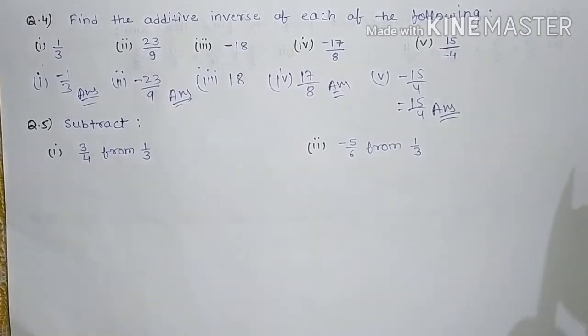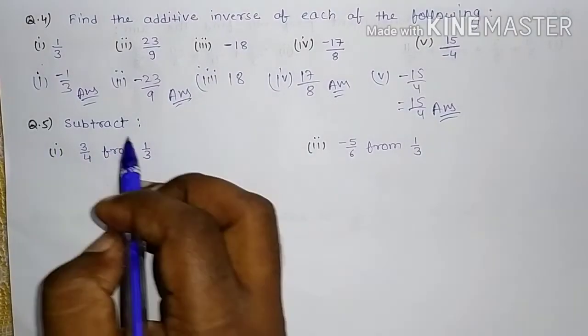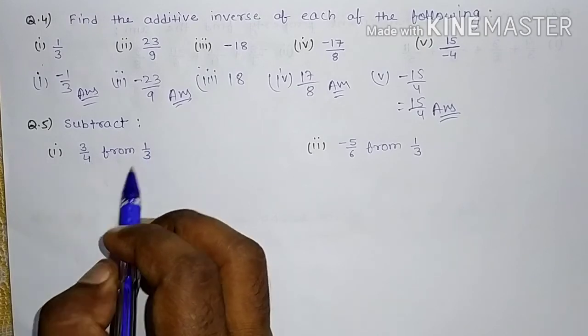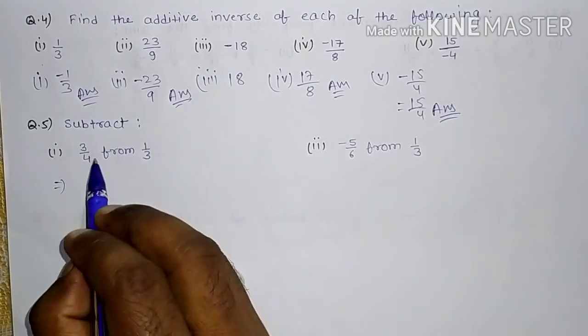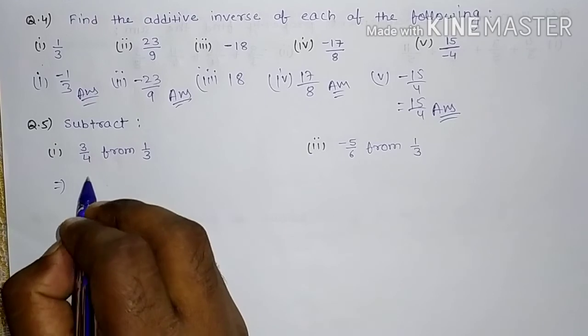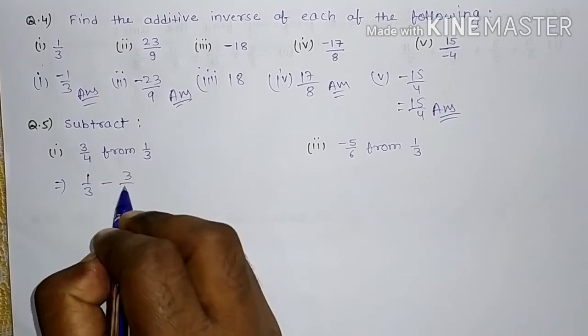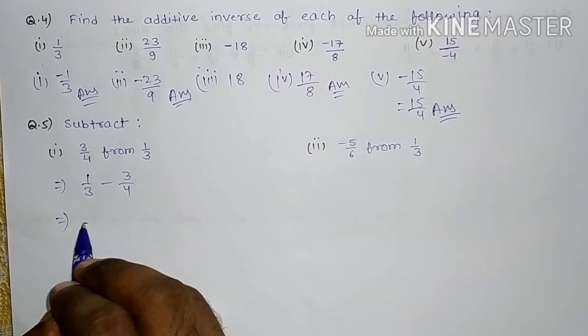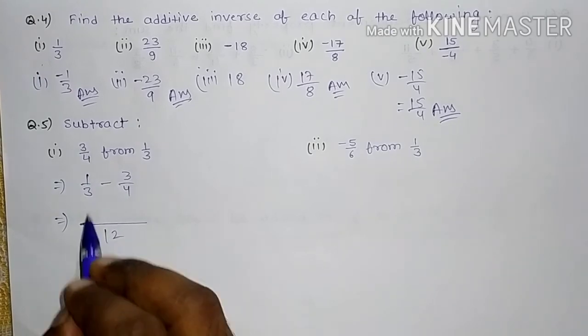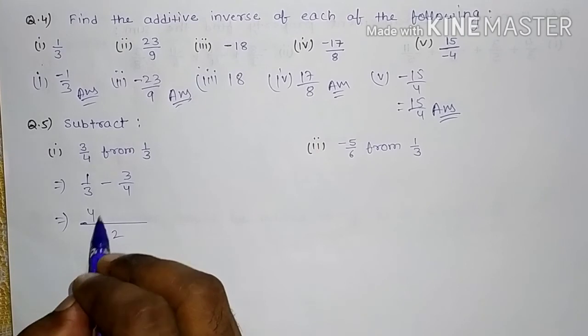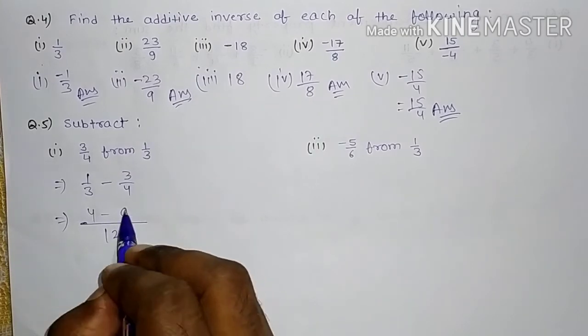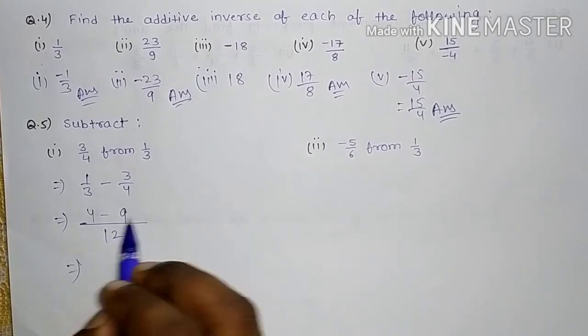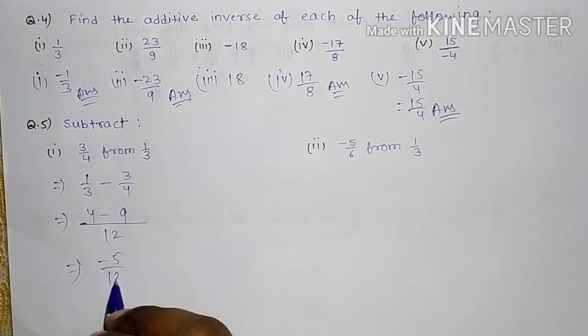Now it's very simple. Now the next question. Subtract 3 by 4 from 1 by 3. So here we have to subtract 3 by 4 from 1 by 3, so 1 by 3 minus 3 by 4. Again take the LCM of 3 and 4, that is 12. 3 times 4 is 12, 4 times 1 is 4, minus 4 times 3 is 12, 3 times 3 is 9. Again 4 minus 9 is minus 5 by 12. This is the answer.